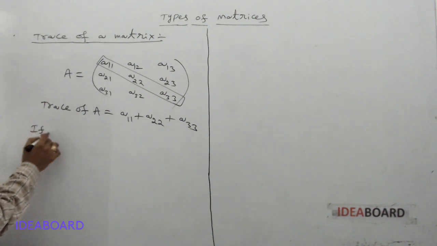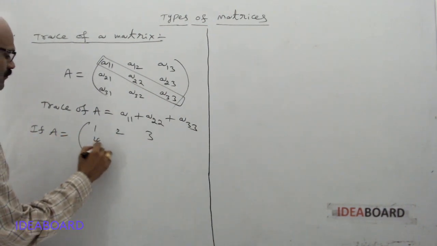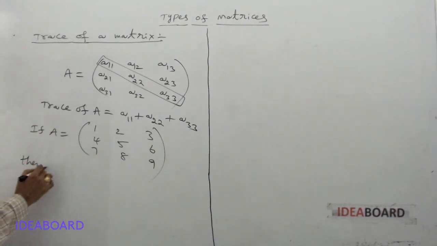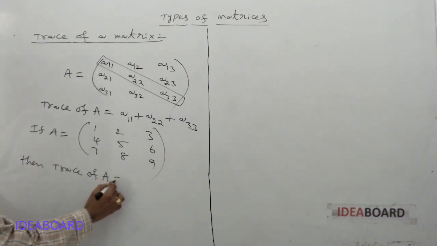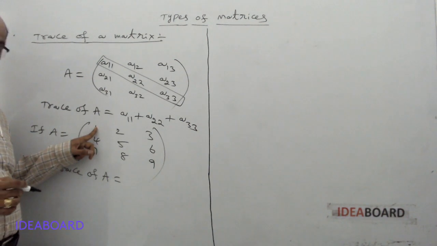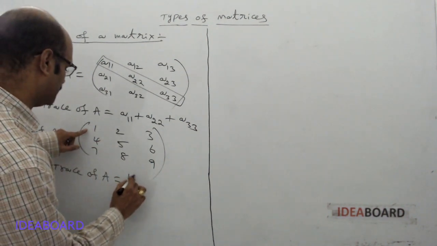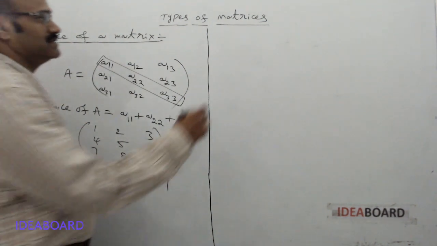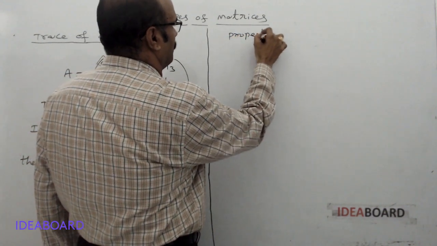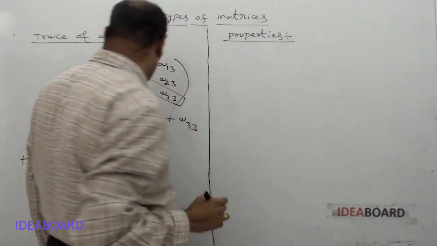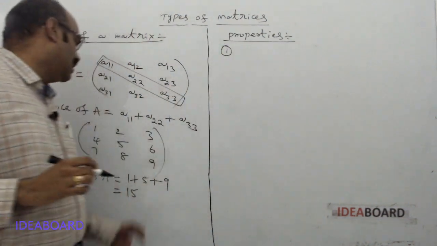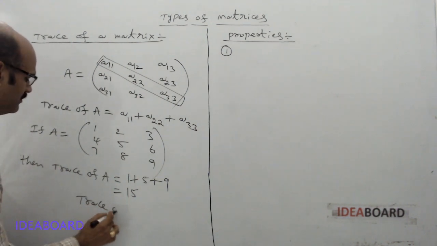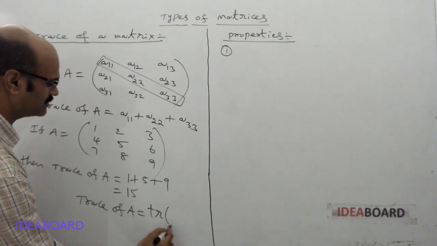If A equal to 1, 2, 3, 4, 5, 6, 7, 8, 9, then trace of A equal to the sum of the diagonal elements. Here the diagonal elements are 1, 5, 9. So 1 plus 5 plus 9, 15 is the answer. The properties are: one, trace of A is always denoted like this.